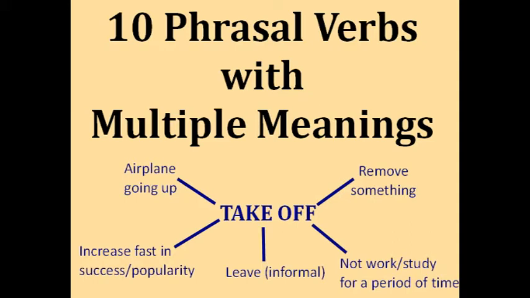Today I'll be teaching you 10 phrasal verbs with multiple meanings. Now, to refresh your memory, a phrasal verb is a 2 or 3 word verb with a main verb and a preposition, like the example in the picture, take off. Now, phrasal verbs are very similar to each other. For example, we have take off, take out, take on, take over, take up, and all of these are different.